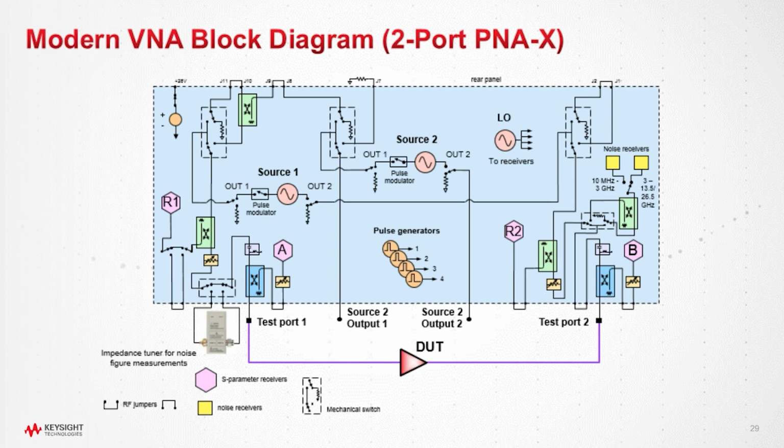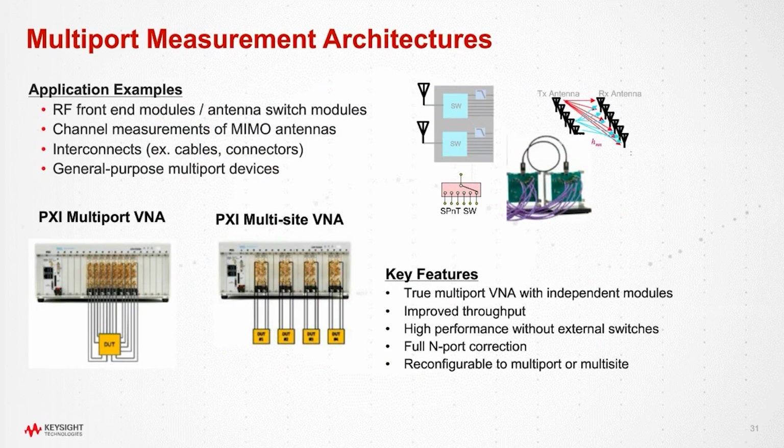So the more advanced network analyzers go well beyond S parameters, and they can do things like intermodulation distortion measurements, noise figure measurements, and even spectrum analysis. This is just a 2-port model, but 4-port models are also very common these days. And if you need more than 4 ports, there's also PXI network analyzers available. These are interesting because they've completely redesigned the network analyzer to be able to fit as many ports into as small of a space as possible.